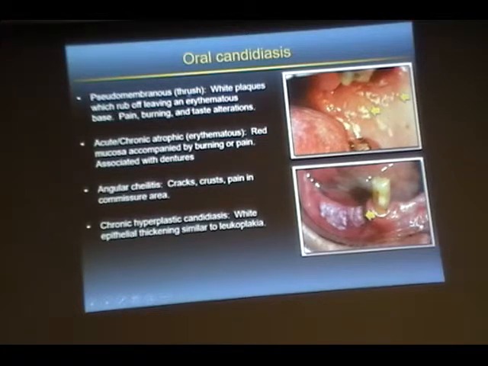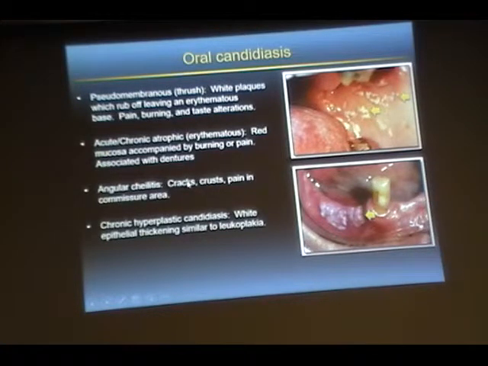Okay, so the first one is the most common one, where you can see white blobs on the mucous membrane in the buccal cavity. And erythematous is a reddishness, and sometimes people wearing dentures can have erythematous candida infection. It's not as obvious as white patches, but they have reddishness and swelling accompanied by burning and pain, and that's erythematous candidiasis.